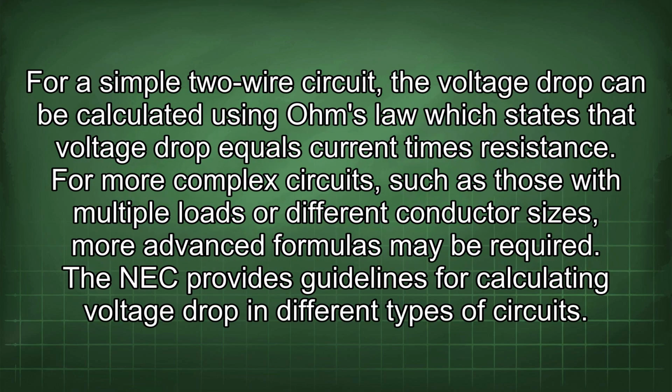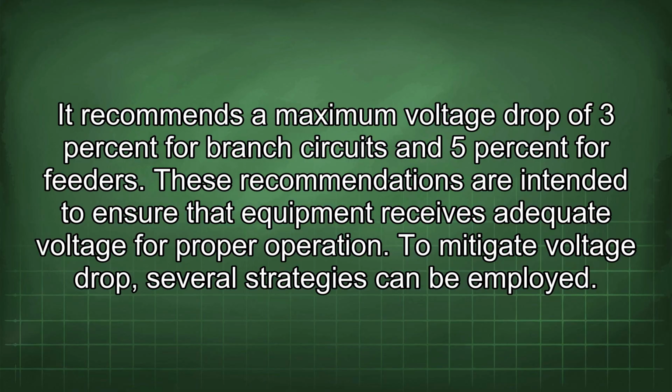For a simple two-wire circuit, the voltage drop can be calculated using Ohm's law, which states that voltage drop equals current times resistance. For more complex circuits, such as those with multiple loads or different conductor sizes, more advanced formulas may be required. The NEC provides guidelines for calculating voltage drop in different types of circuits. It recommends a maximum voltage drop of 3% for branch circuits and 5% for feeders. These recommendations are intended to ensure that equipment receives adequate voltage for proper operation.